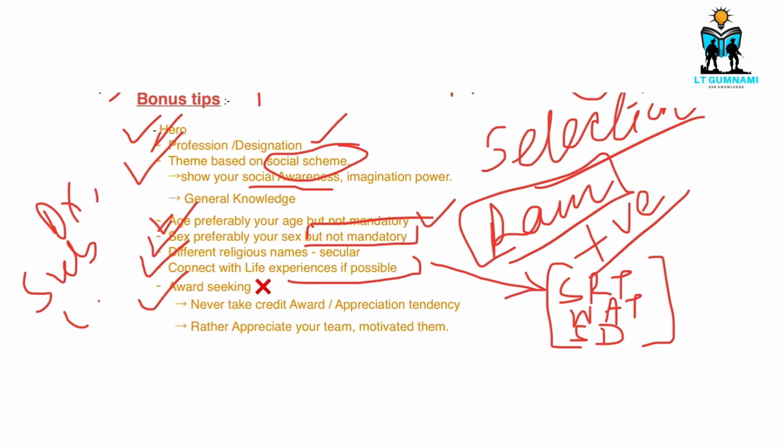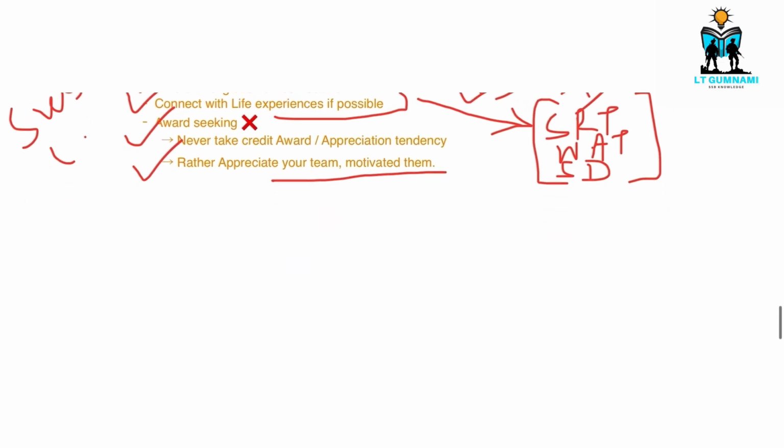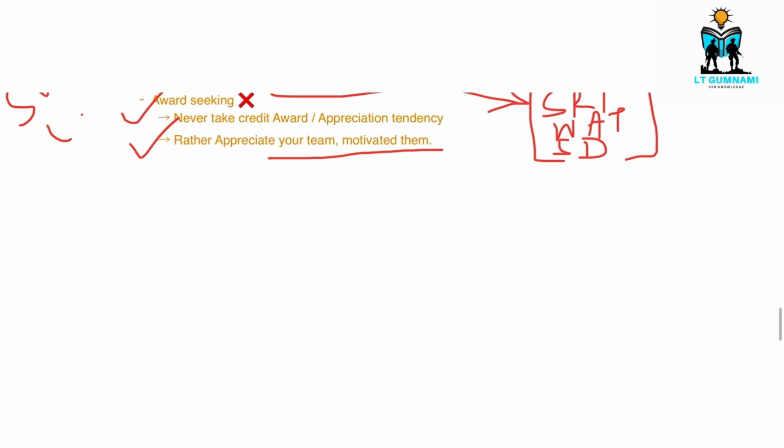And the last point, on which candidates commit some mistakes, is award seeking tendency. Never ever take appreciation or awards, or give appreciation or awards to your hero, because your hero depicts you. So never take some awards on behalf of your hero. Rather, you appreciate your team, you motivate your team, and you thank your team for the task or for the job you have done. So this is all about how to write a good PPDT oblique TAT story.